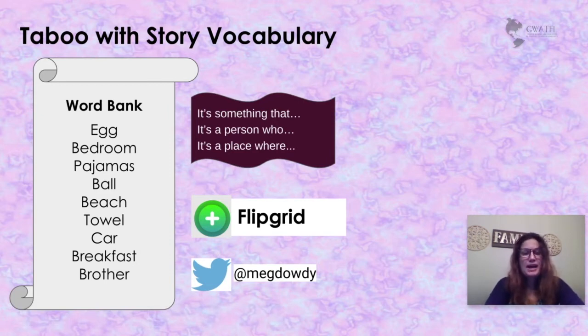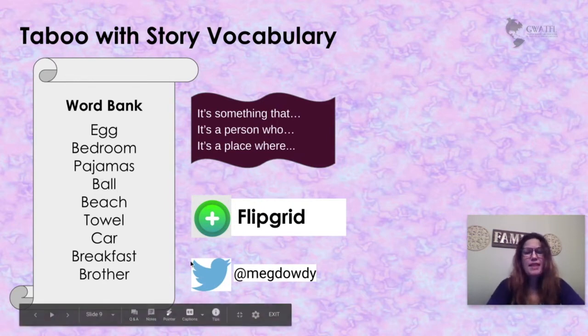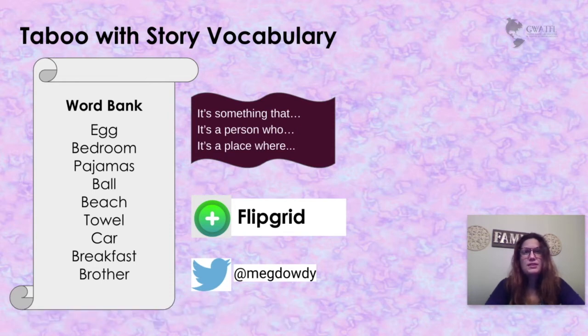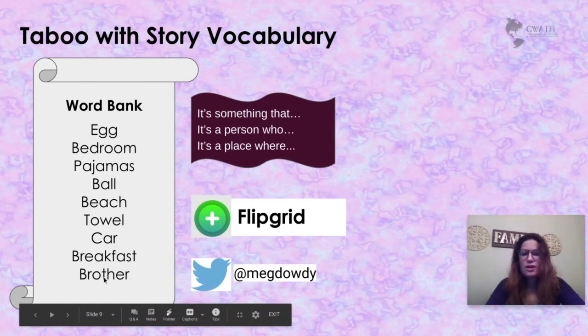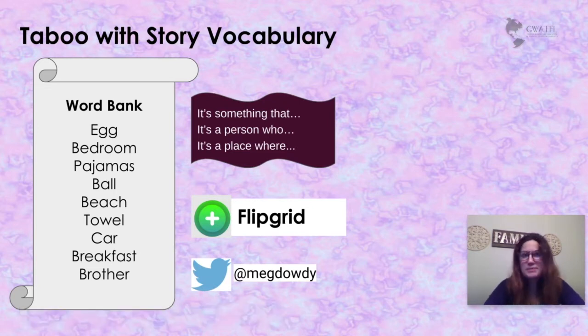So maybe I said something along the lines of, it's something that I need to play a lot of different sports. And then obviously the answer would be ball. Or it's something that I use to go from home to school. And then the answer might be car. It's a person who lives in my house and has the same mom as me.